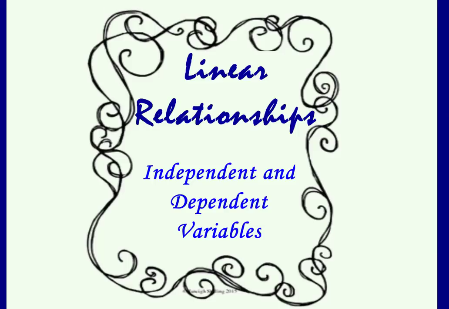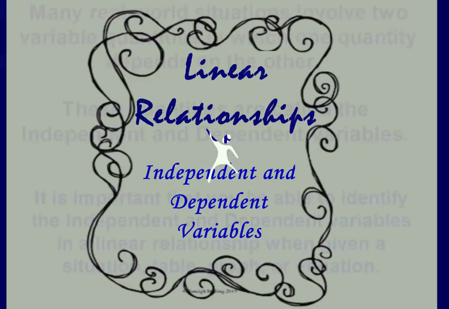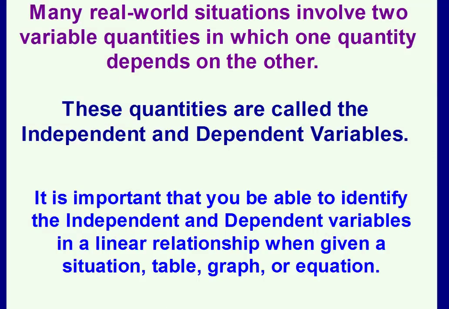Okay, we're going to continue our section on linear relationships by talking about independent and dependent variables. Many real-world situations involve two variable quantities in which one quantity depends on the other. These quantities are called independent and dependent variables. It is important that you be able to identify the independent and dependent variables in a linear relationship when given a situation, table, graph, or equation.